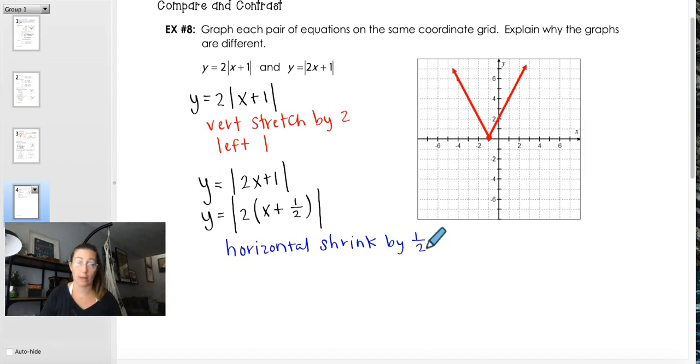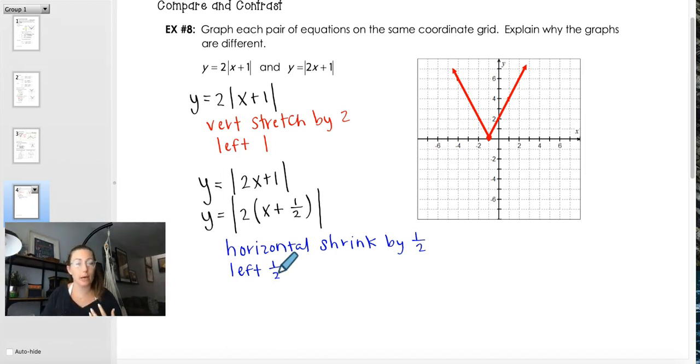All right, so like I've been saying the whole time, inside, opposite of what you think, inside, horizontal. So this is horizontal. This is a shrink by 1/2. If that had been 1/2 instead of the 2, then this would be a stretch by 2, horizontally, opposites. And then again, this plus 1/2 is actually going to go the opposite direction, so this is really a left shift by 1/2.